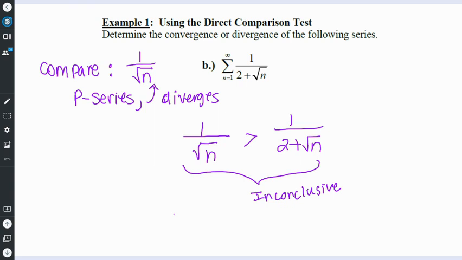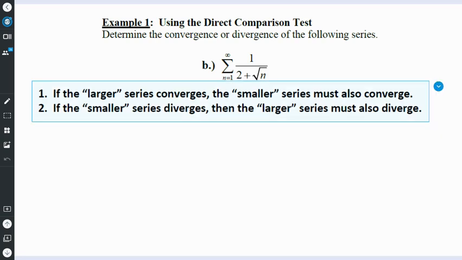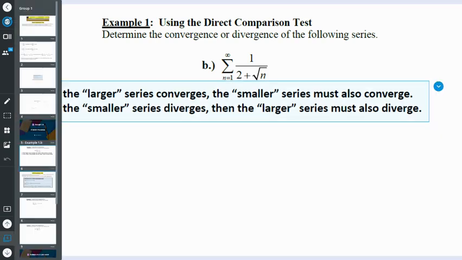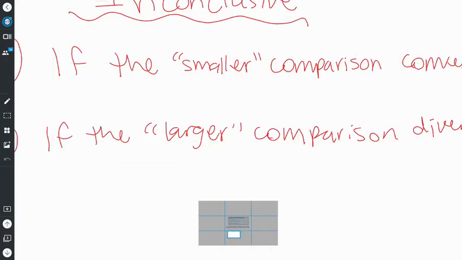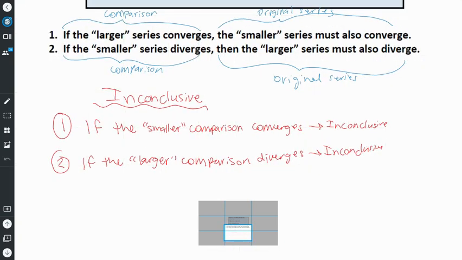All right, so once again, this one right here is inconclusive because our comparison series is not smaller. Our comparison series is actually larger, right? Since it's larger and it diverges, therefore inconclusive. Does that make sense? All right.